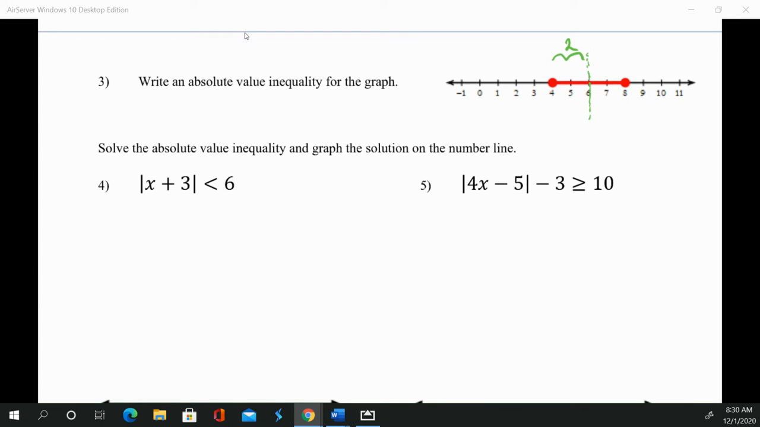actually, I'm going to do that differently. So what we're doing is we're taking 6. If we add 2 to 6, we get to 8. And if we subtract 2, we get to the 4 value. So what that means is because it's the -2 and the +2, that means that the absolute value is going to be set equal to 2.